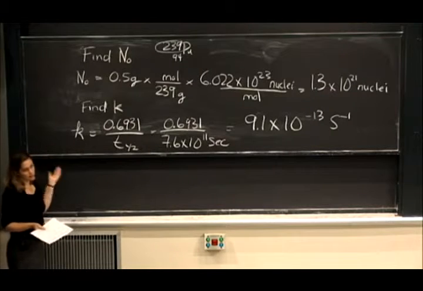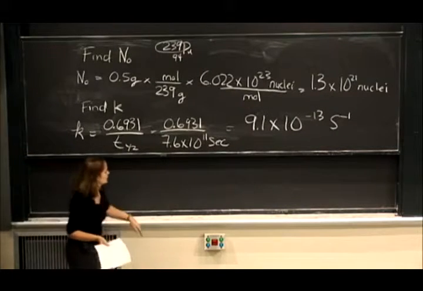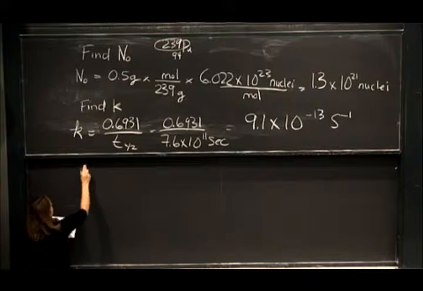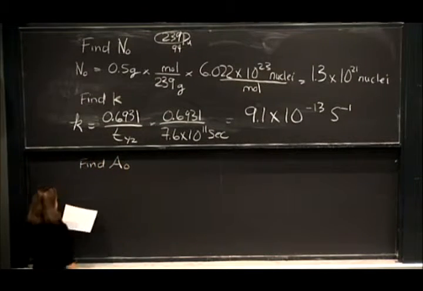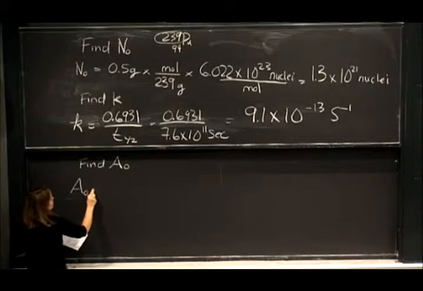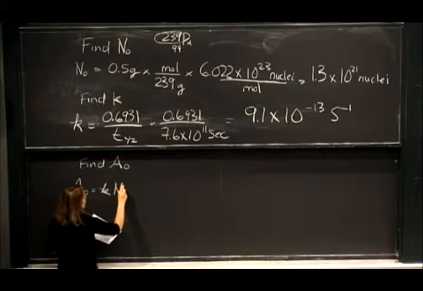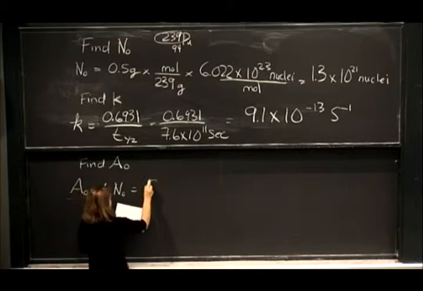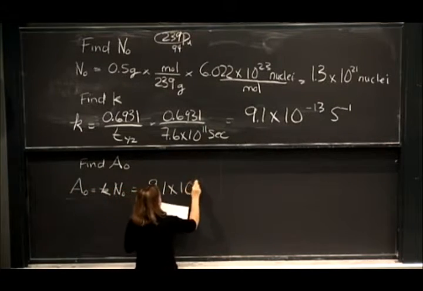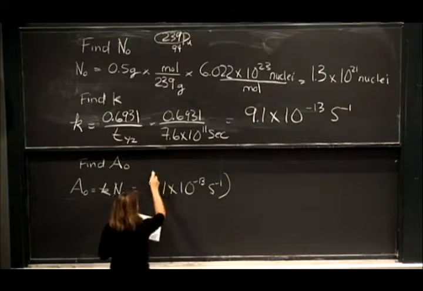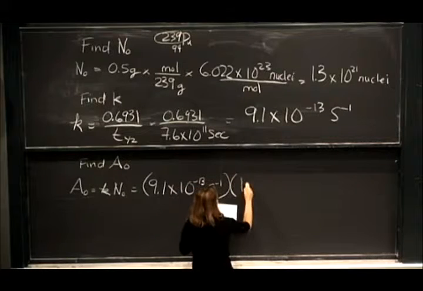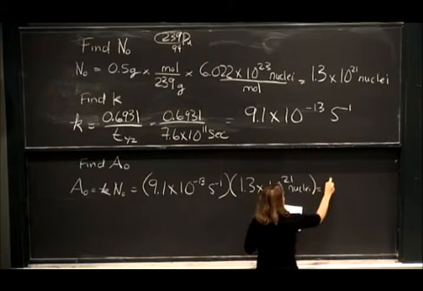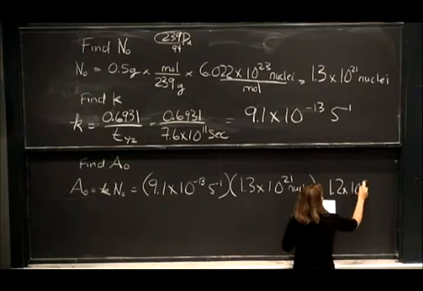So now we were asked to find the original activity and the activity after 17 years. So first we'll find the original activity. And the original activity is going to be equal to our rate constant times our original number of nuclei. So we've just solved for both of these, so we can plug these in. So we had 9.1 times 10 to the minus 13 per second times the number of nuclei, 1.3 times 10 to the 21 nuclei equals 1.2 times 10 to the 9.